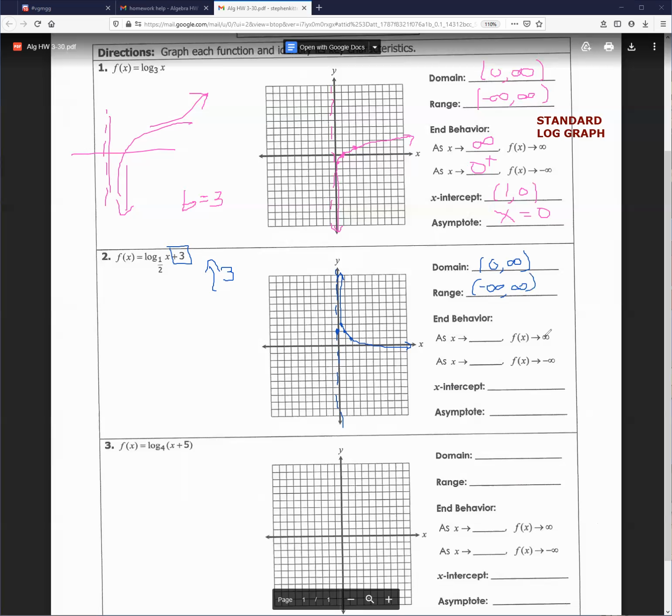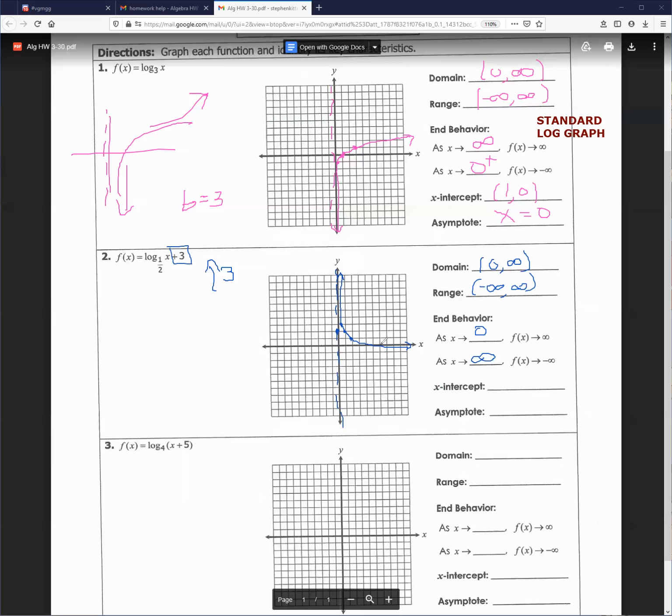We will go to positive infinity as x goes to 0, and we will go to negative infinity. This keeps going down, down, down forever, just really slowly. So this will be as x goes to infinity, because we flipped everything upside down for some reason.